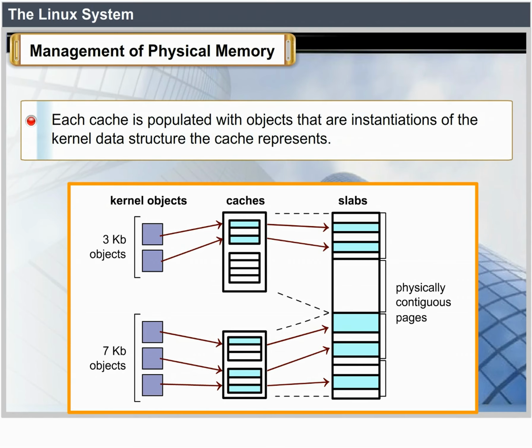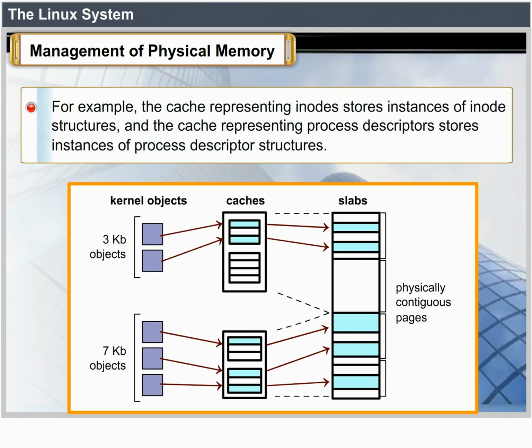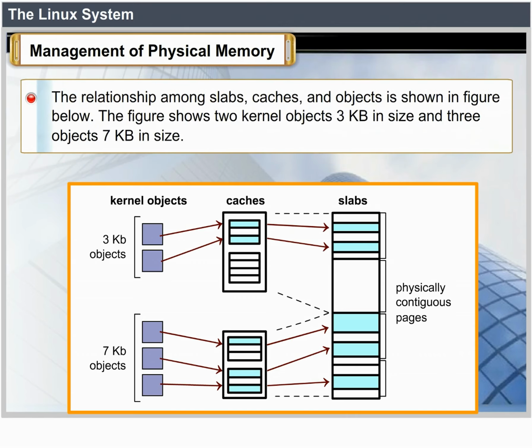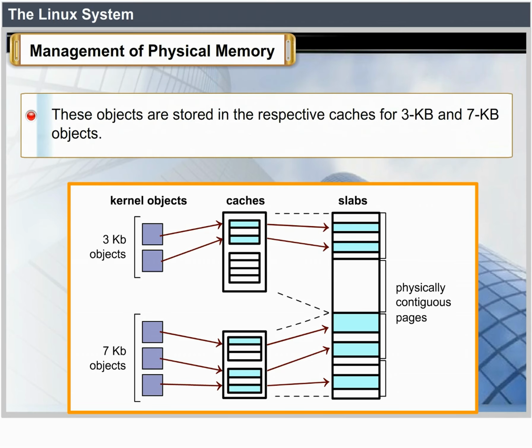Each cache is populated with objects that are instantiations of the kernel data structure the cache represents. For example, the cache representing inodes stores instances of inode structures, and the cache representing process descriptors stores instances of process descriptor structures. The relationship among slabs, caches, and objects is shown in the figure below. The figure shows two kernel objects 3 KB in size and three objects 7 KB in size. These objects are stored in the respective caches for 3 KB and 7 KB objects.